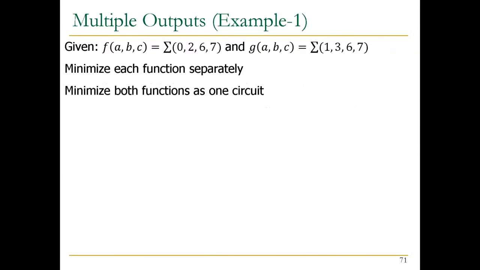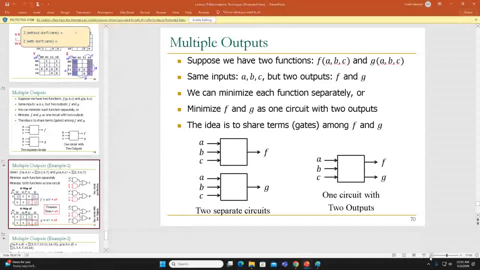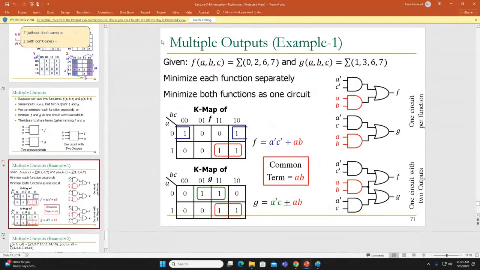So let's assume we have this function given f. Can you see here f? Now, if you want to draw the K-map of f, what is this? It is actually 0, 2, 6, 7. Can you see? I'll solve it here. So now this is my function.